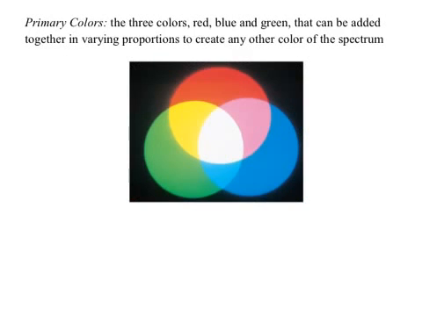Now the primary colors. Here we're looking at the primary colors of visible light. We're not looking at primary pigment colors, which have to do with art. So we're looking at the three colors, red, blue, and green, that can be added together in different proportions to create any of the other colors of the spectrum. And what you'll notice is that when the overlapping of all three of these colors occur, we get white light in the middle there. When these two colors overlap, we get yellow light.